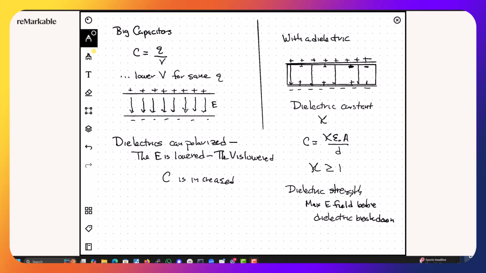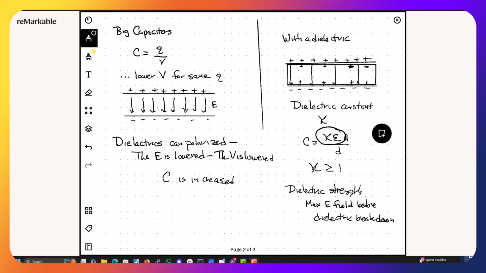Okay, so that's dielectrics. And all we're really doing is putting a kappa in front of that epsilon naught, like that. This is why I always like to keep the epsilon naught around, because wherever the epsilon naught is, I'll put a kappa in front of it when I have a dielectric.